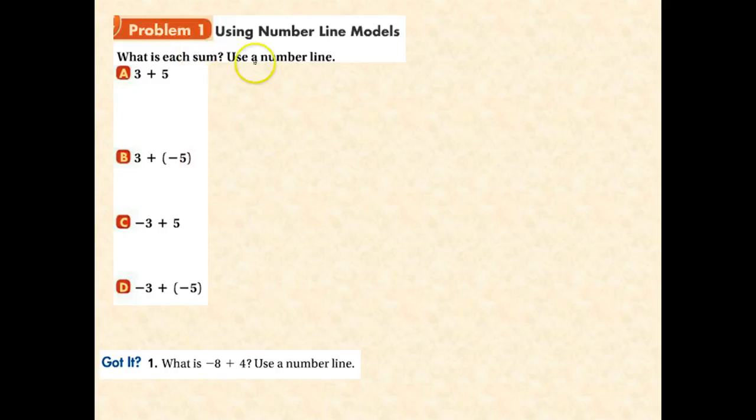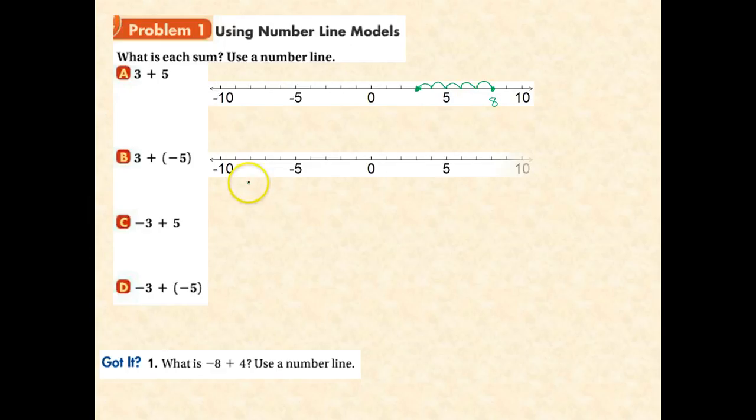So, what is each sum? Use a number line. Let's see, 3 plus 5. I'm going to start at 3. 1, 2, 3. And then I'm going to add 5, so I'm going to add a 1, a 2, a 3, a 4, a 5. So what's that? It's 5, 6, 7, 8. So 3 plus 5 equals 8.